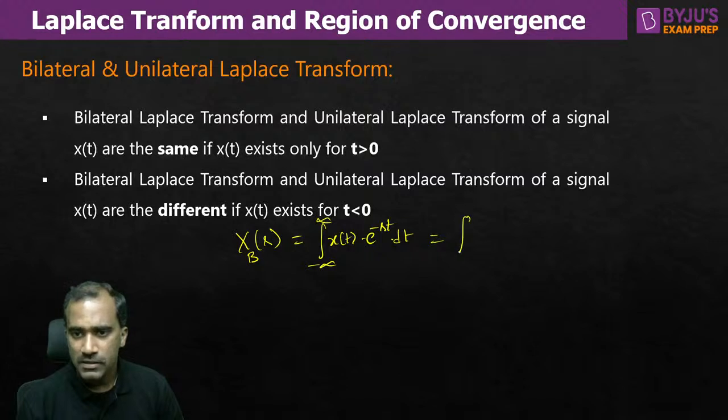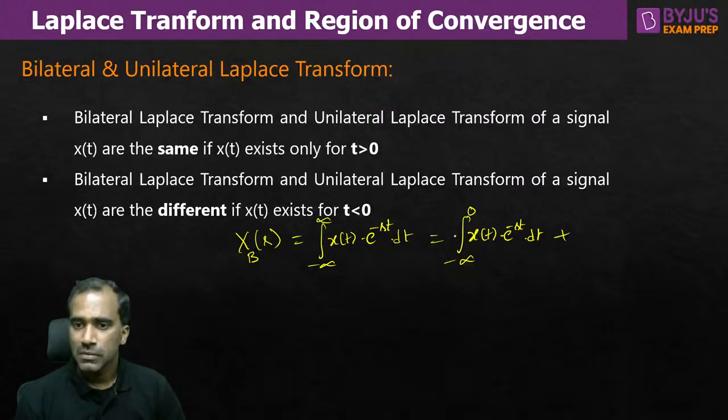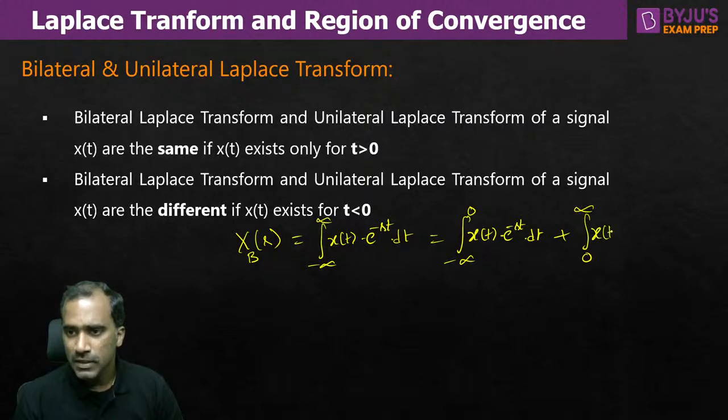Shall we write it as integration from minus infinity to 0 x of t into e power minus st dt, plus integration from 0 to infinity? Is it okay? I'm separating the integration into two parts. One integration from minus infinity to 0 and the second one from 0 to infinity. I hope this part is easy to understand. I'm just dividing this integral into two parts by dividing the limits into two parts.